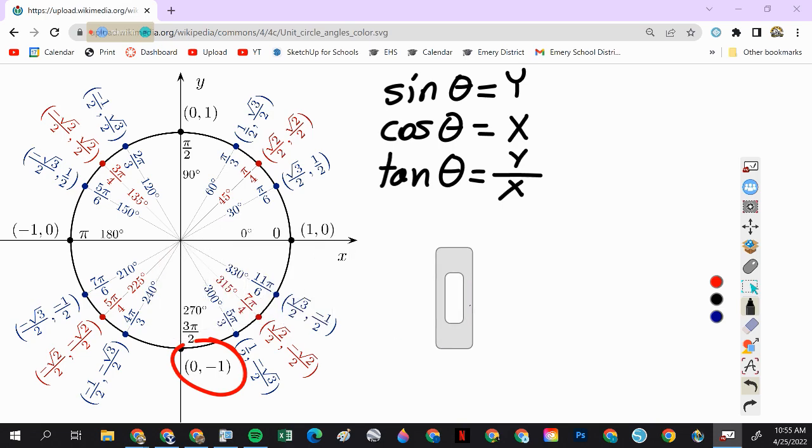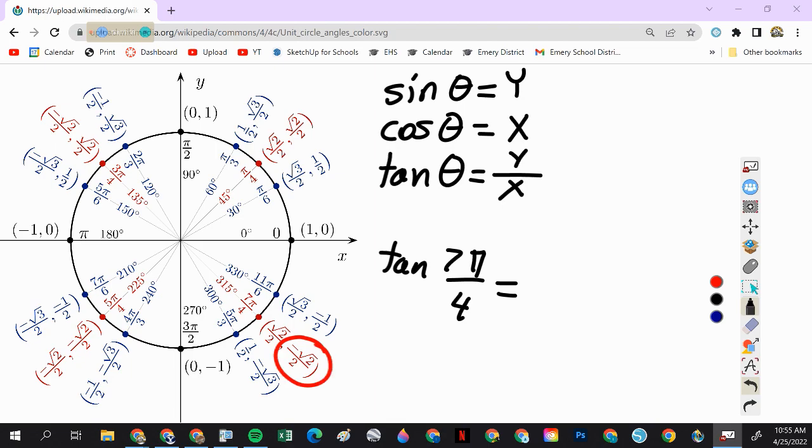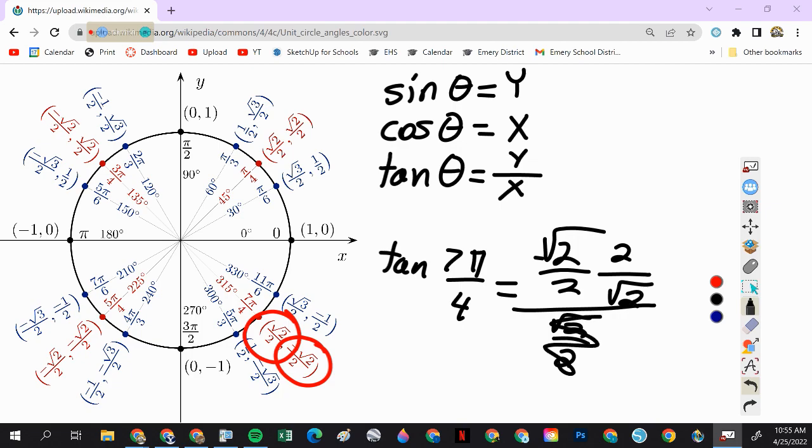All right, what about the tangent of 7 pi over 4? So the tangent of 7 pi over 4 would be negative root 2 over 2 divided by root 2 over 2, which is negative 1. Everybody get that? If you want to write that out, we get negative root 2 over 2 divided by root 2 over 2. Flip the bottom. The 2's cancel, the root 2's cancel, and we're left with negative 1.